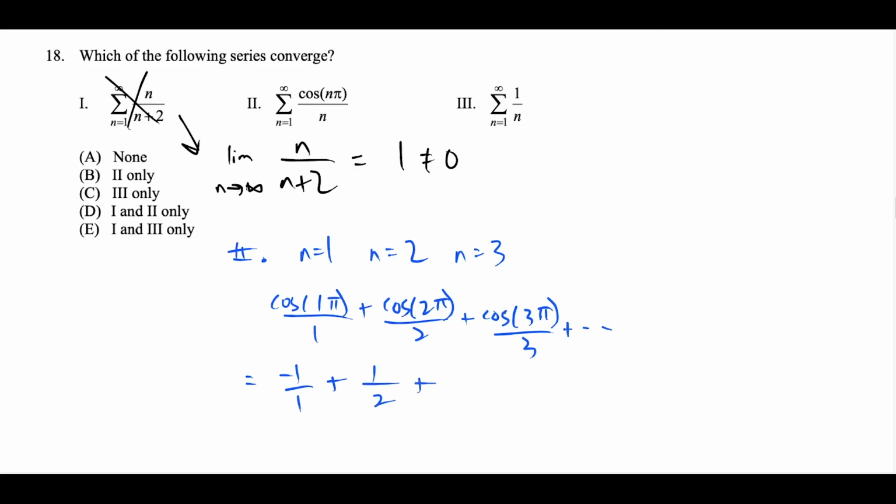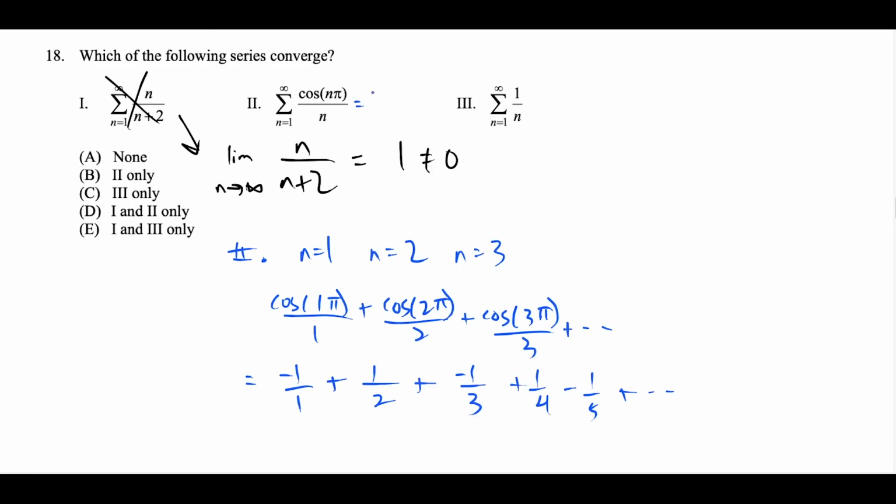And then if I go to cosine of 3 pi, I'm back at negative 1 here. And you can start to see the pattern that it's negative 1 over 1 plus 1 over 2 minus 1 over 3 plus 1 over 4 minus 1 over 5, and so on, that this series does in fact converge.